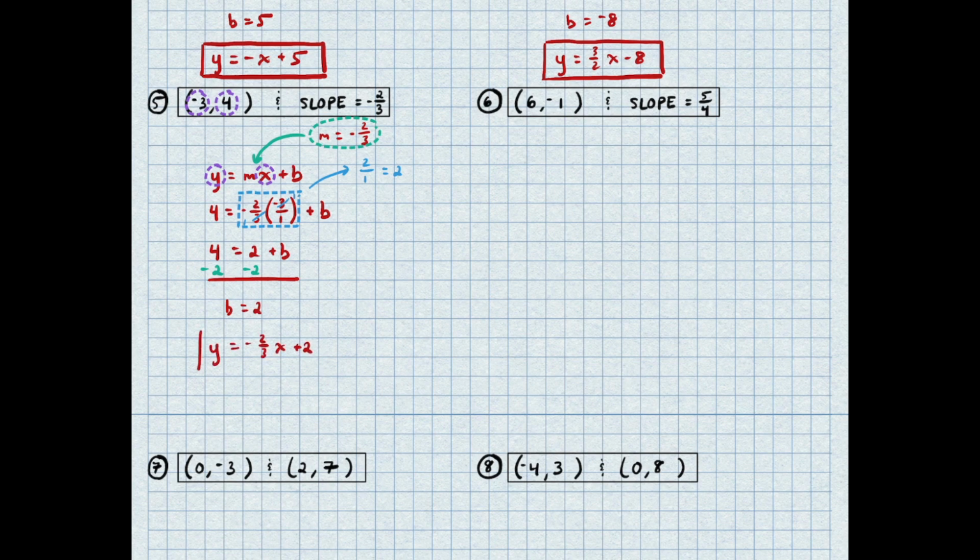Our final equation here is going to be y is equal to -2/3 x plus 2. Let's try number 6 together. We know the slope here, or m, is going to be 5 over 4. Since we don't know the y-intercept, we're going to have to solve for it.